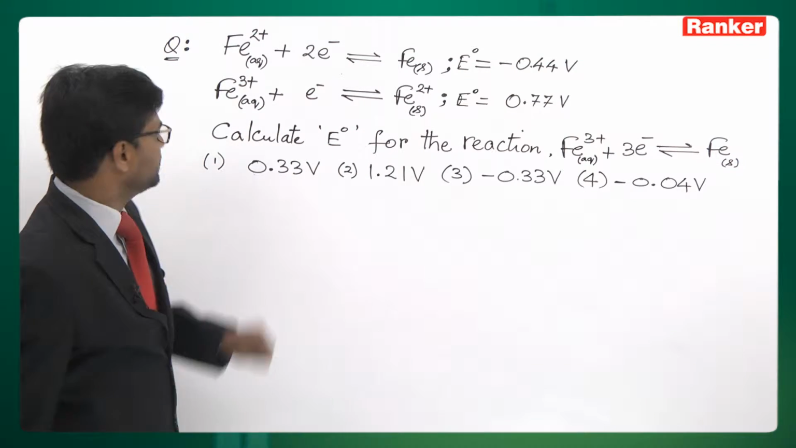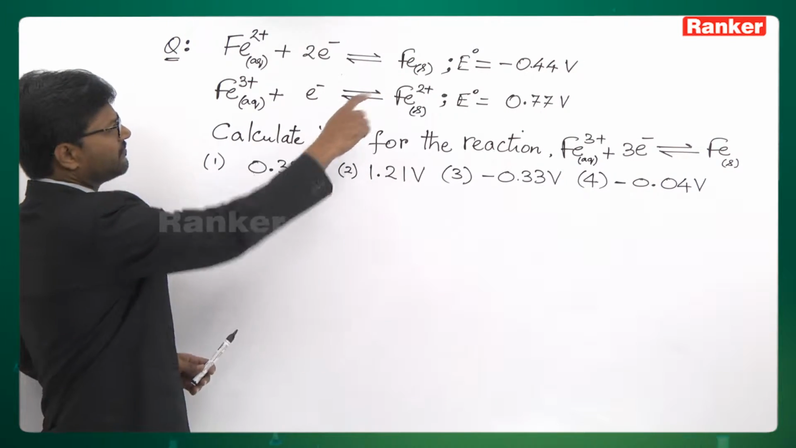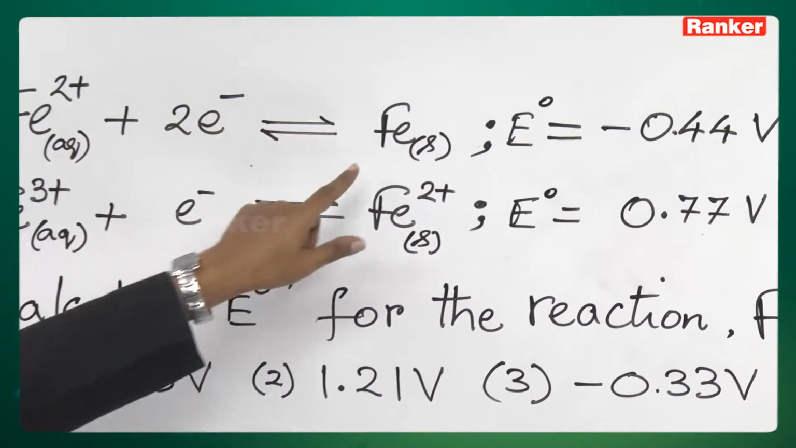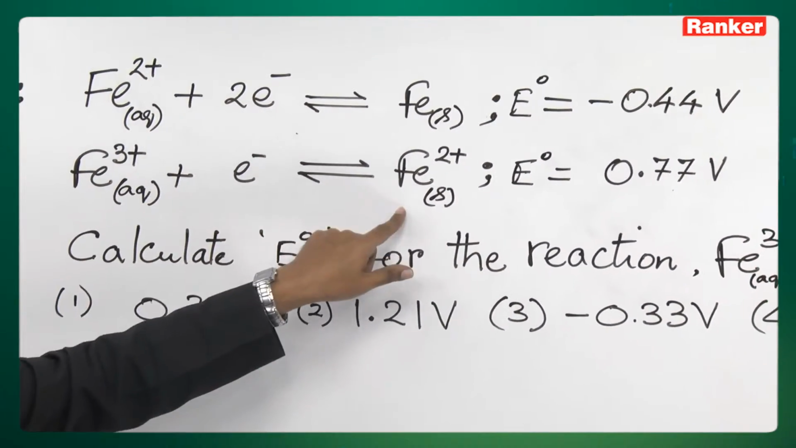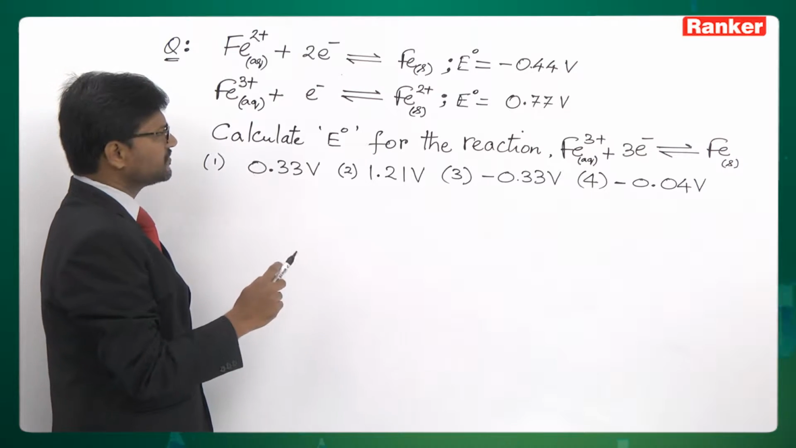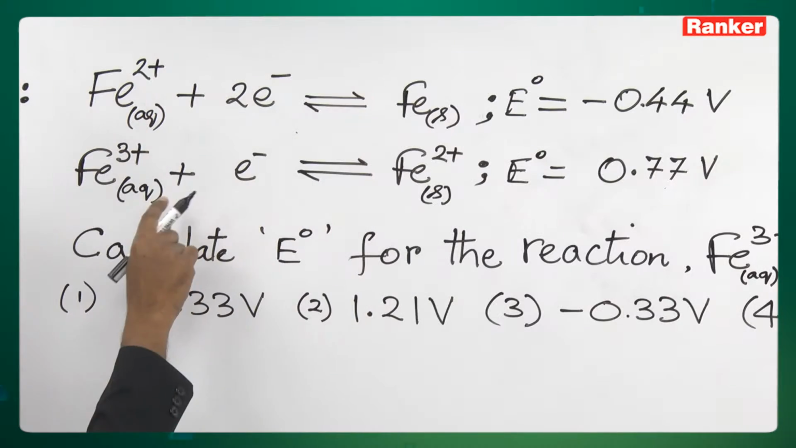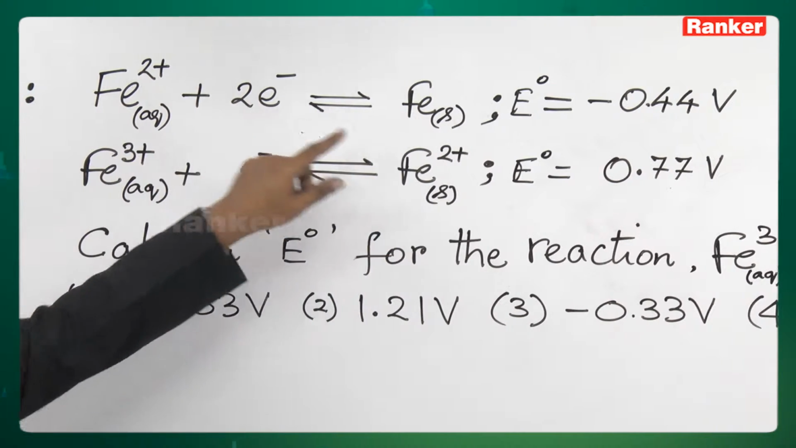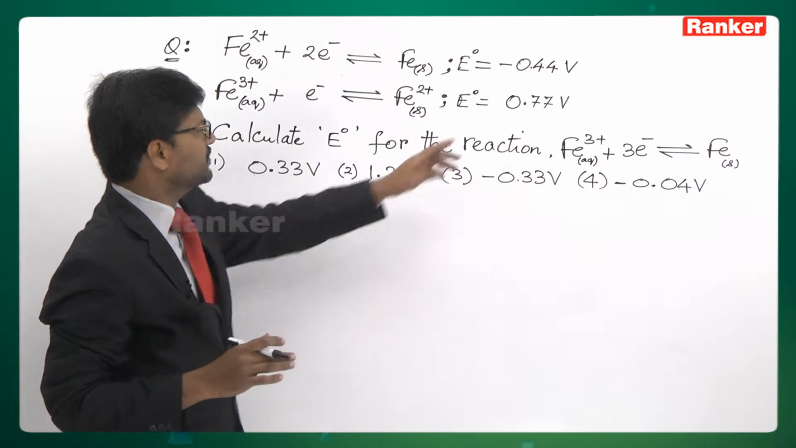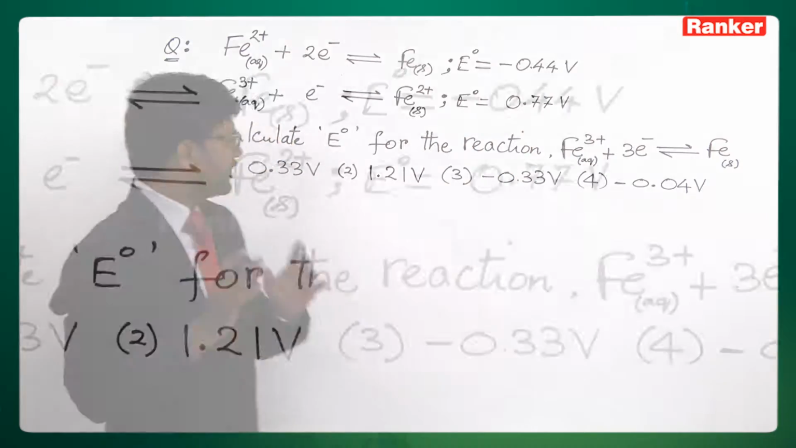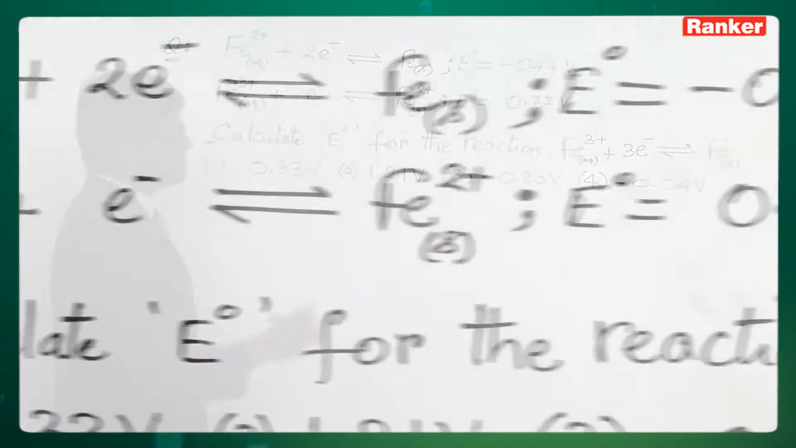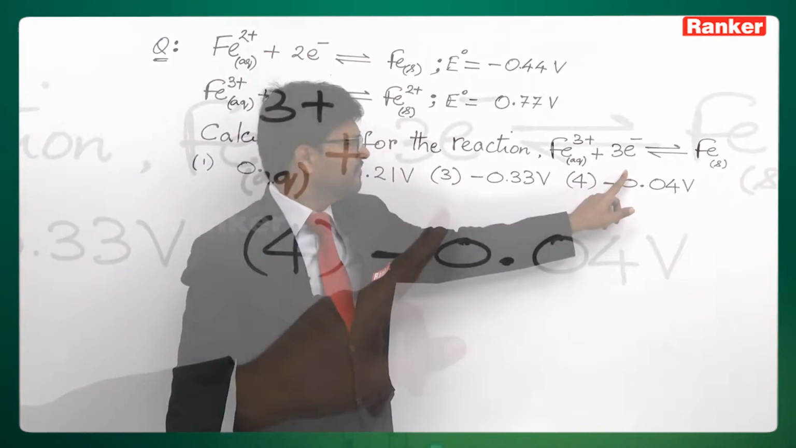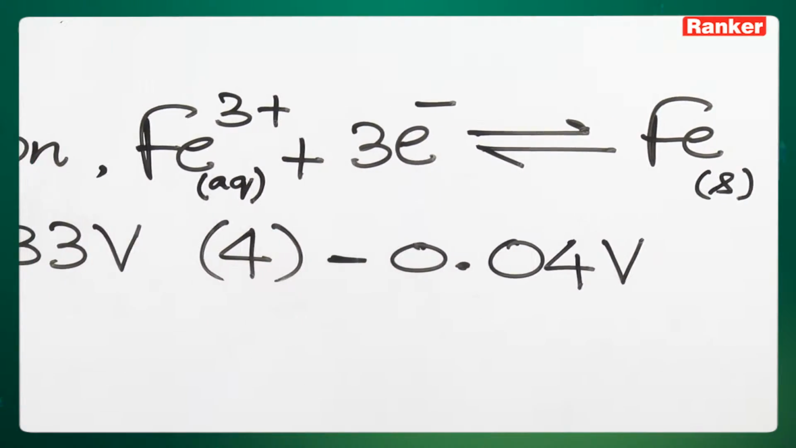Let us solve this question. Here we have two SRP values, one for ferrous to Fe, another one for ferric to ferrous. This is a redox electrode, ferric to ferrous, and another one is a metal ion electrode. The two SRP values are given, and using this data, you need to find E naught for this cell reaction where ferric is being reduced to Fe.